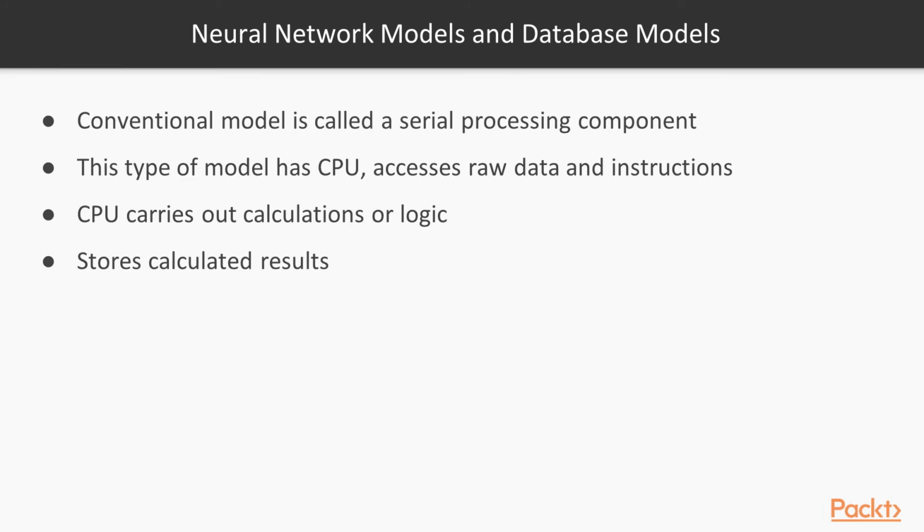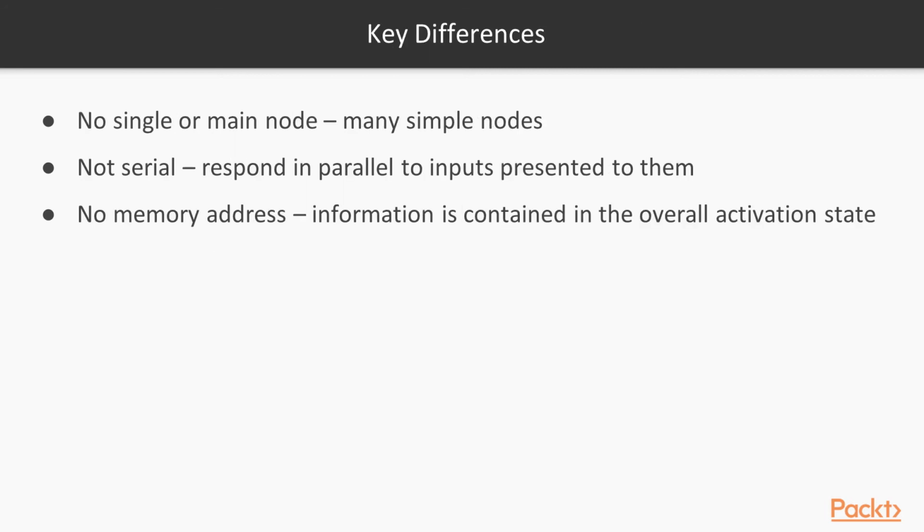So, in a serial system, the computational steps are deterministic, sequential, and logical, and the state of a given variable can be tracked from one operation to another. In comparison, ANNs are not sequential or necessarily deterministic. There are other key differences, which include no single or main node. Rather than a single complex central processor or node, there are many simple nodes, which generally do nothing more than taking the weighted sum of their inputs from other nodes.